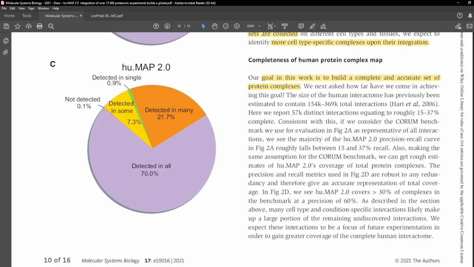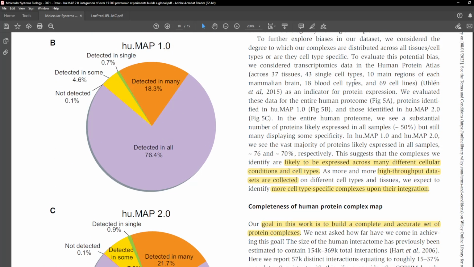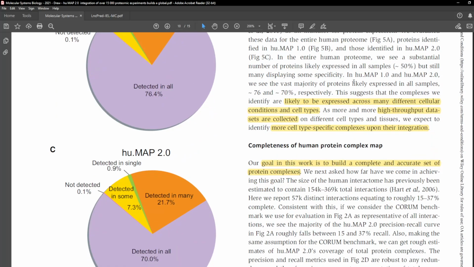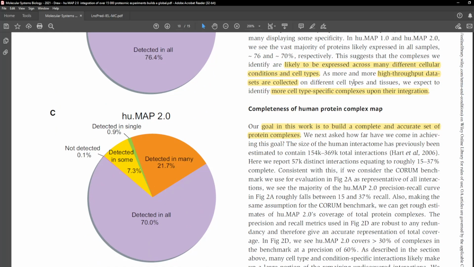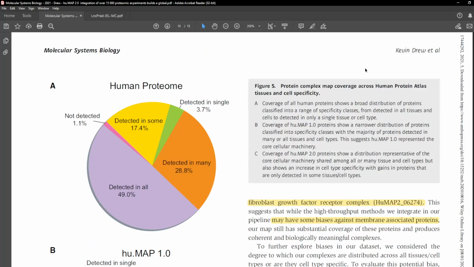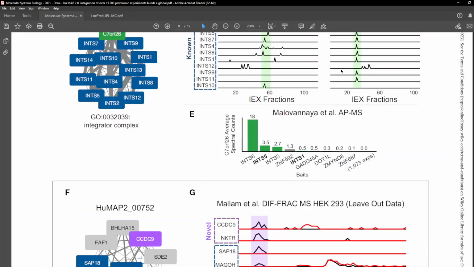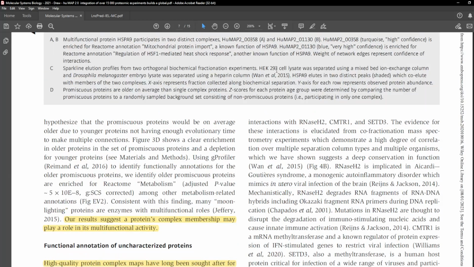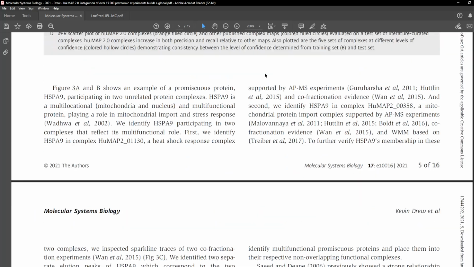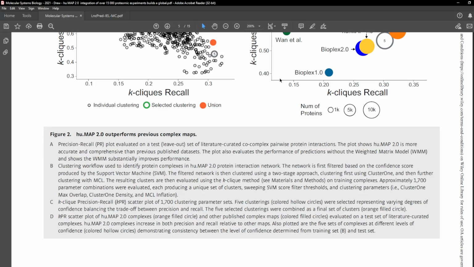Also, making the same assumption for the quorum benchmark, we can get rough estimates of Hu.MAP 2.0's coverage of total protein complexes. The precision and recall metrics used in Fig 2d are robust to any redundancy and therefore give an accurate representation of total coverage. In Fig 2d, we see Hu.MAP 2.0 covers greater than 30% of complexes in the benchmark at a precision of 60%. As described in the section above, many cell type and condition-specific interactions likely make up a large portion of the remaining undiscovered interactions. We expect these interactions to be a focus of future experimentation in order to gain greater coverage of the complete human interactome.